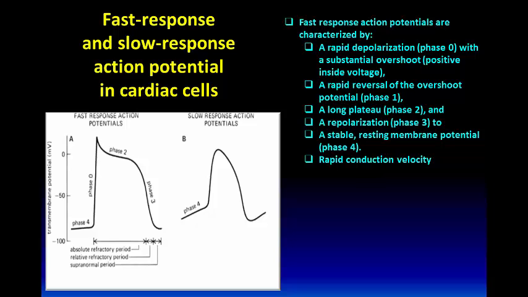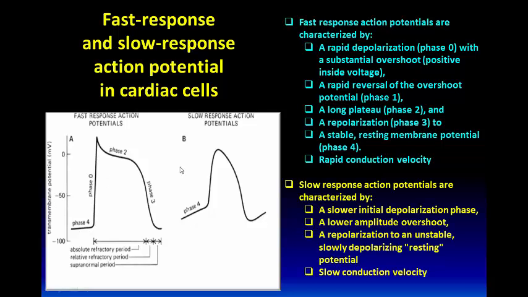Then we have rapid reversal of the overshoot. We have early partial repolarization, we call it phase 1. Then we have a long plateau, phase 2, and complete repolarization, phase 3, back to a stable phase 4, which is the resting membrane potential. The conduction velocity in the fast response action potential is rapid.